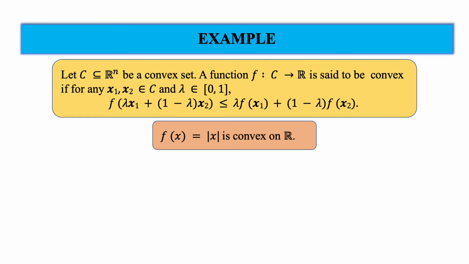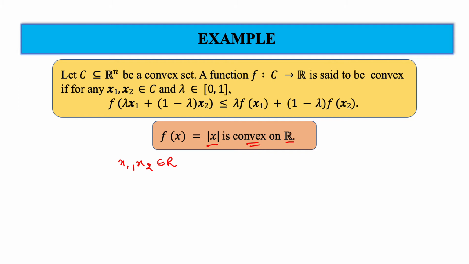Suppose the function is from R to R, say |x|. Graphically we have seen that |x| is a convex function. Now how can we prove that? So let's take any two arbitrary points x1 and x2 in R.